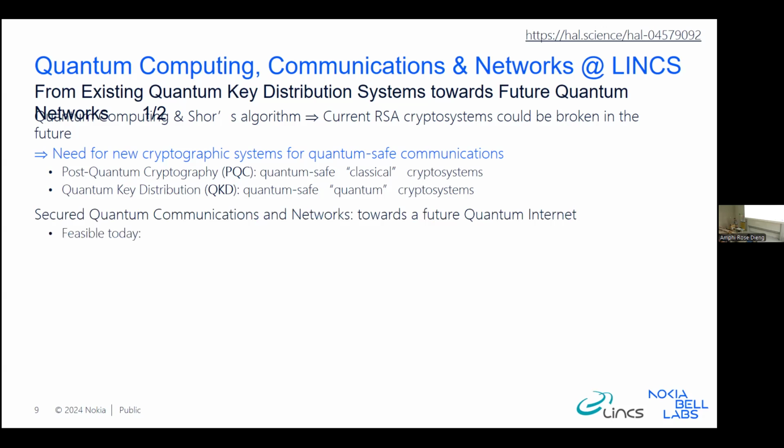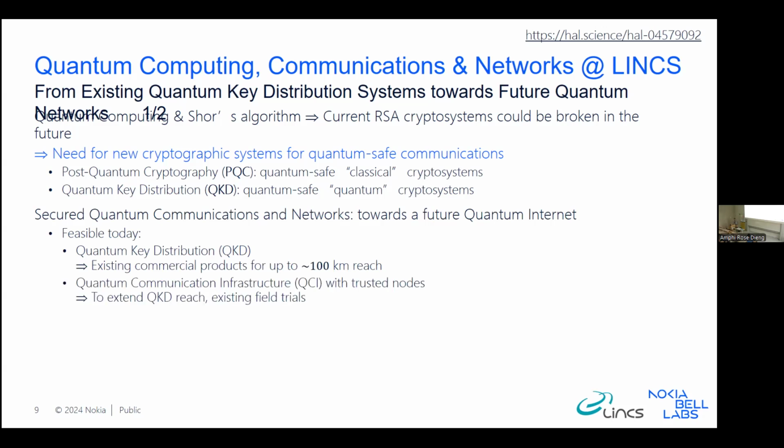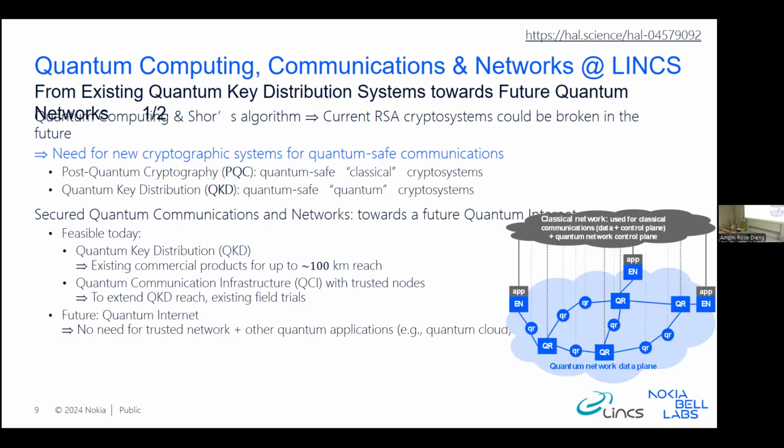In terms of secure quantum communication, what is feasible today? QKD is commercially available, but on short distance, 100 kilometers. The problem is to extend this distance, and what we can first use is trusted nodes, so links with less than 100 kilometers, and then nodes that we need to trust, because we go back to classical processing to extend the reach of QKD distribution. There are some existing field trials on that. For the future, one could use a quantum internet, and the interest is that we do not need trusted networks.